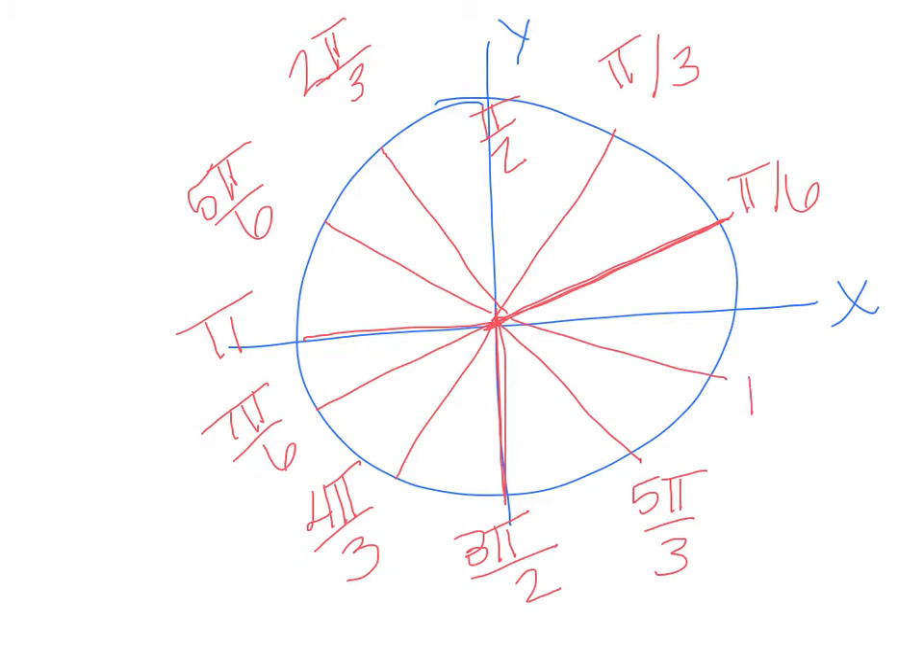And then last, 11 pi over 6. And then of course we end up back here at 12 pi over 6, which we know reduces to 2 pi.